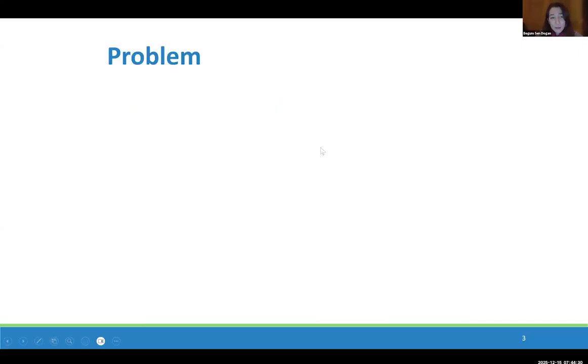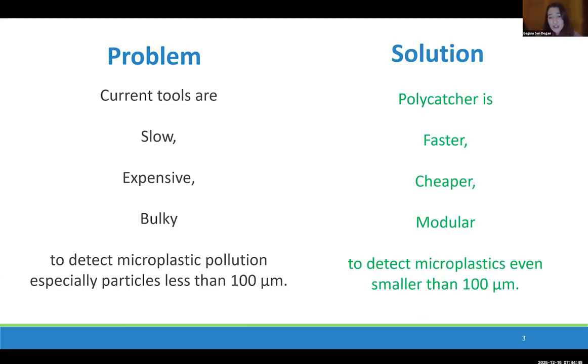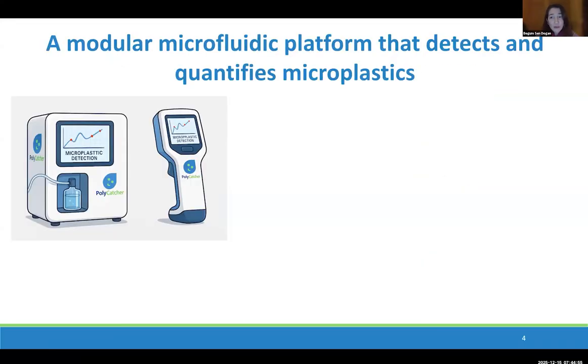What is the problem at the moment with microplastics? Current tools to detect them are slow, expensive, and bulky, especially for particles less than 100 micrometers. How can we solve this with the Polycatcher system? It will be faster, cheaper, and modular. We can even detect particles smaller than 100 micrometers. So we are developing a modular microfluidic platform that detects and quantifies microplastics.